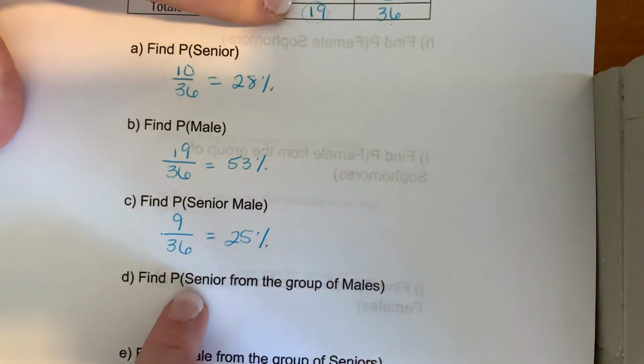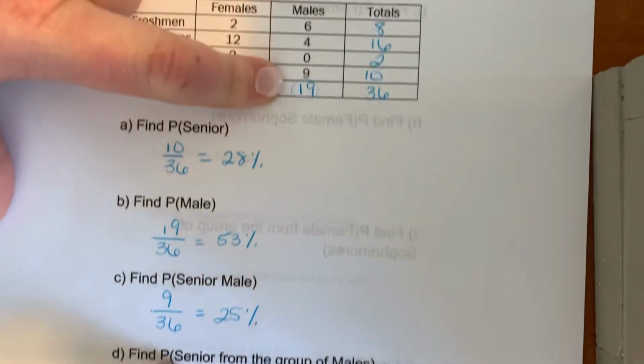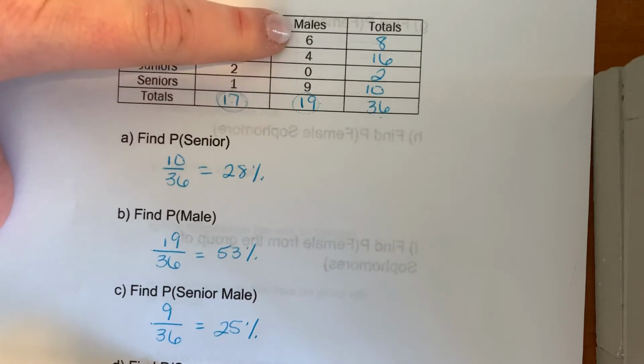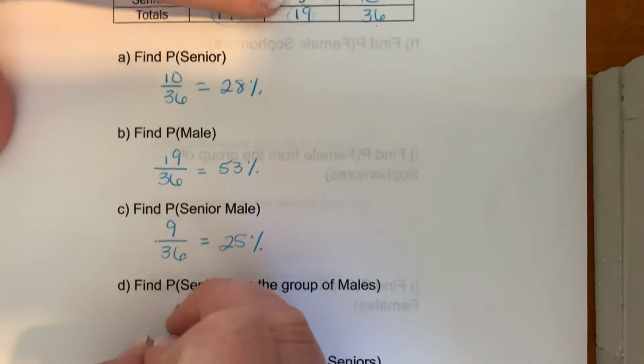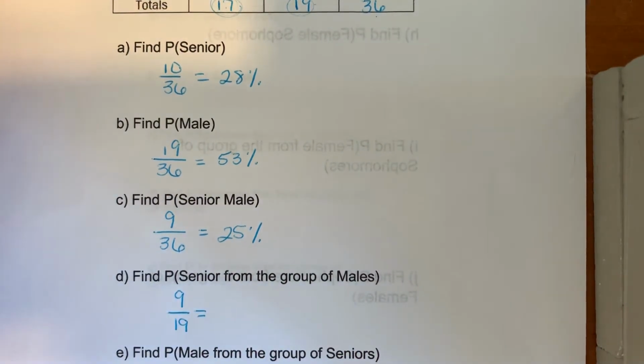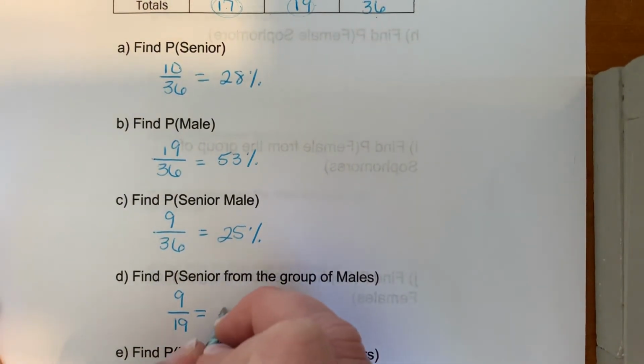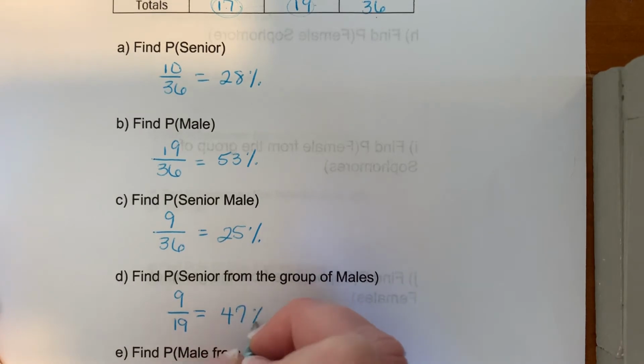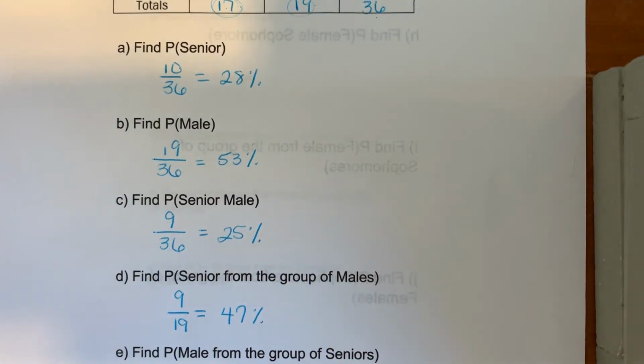Now, what's the probability from those 19 kids that I pick a senior? Well, how many of those kids are seniors? 9 of them are. So 9 out of 19, which is a 47% chance of happening, that I will pick a senior from just the males.